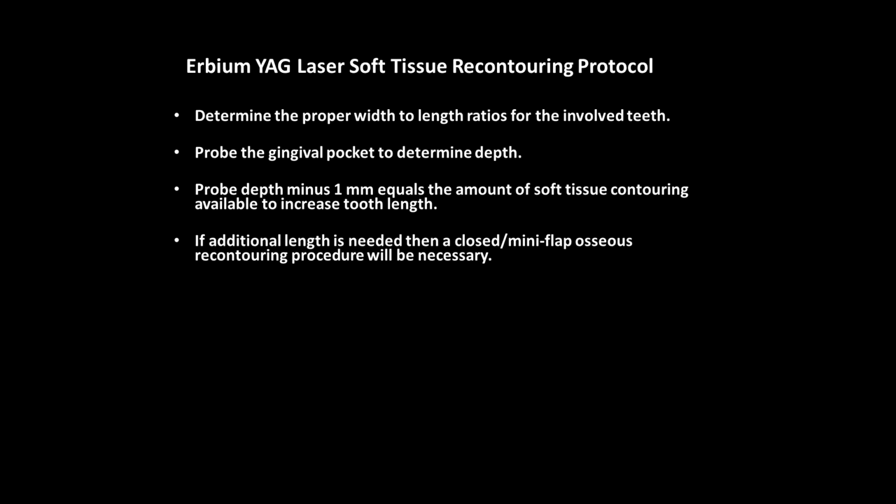If we need additional length and we really want to create a cosmetic result and we don't have the soft tissue to give us, then we have to start thinking about a closed or mini flap osseous recontouring procedure. That's a topic we can touch on in a webinar later, how we go from soft tissue contouring alone to involving the osseous tissues as well.